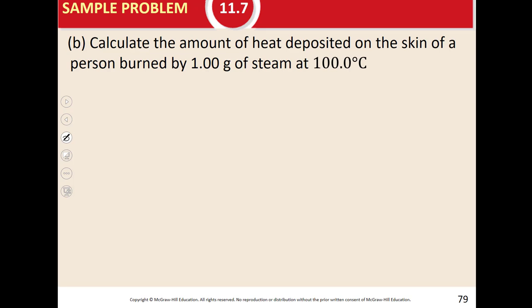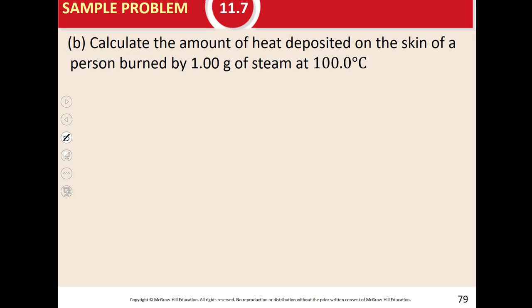All right, let's try an example here. So we're on page 513. Calculate the amount of heat deposited on the skin of a person burned by 1 gram of steam at 100 degrees Celsius. What's worse, being burned by boiling water or being burned by steam? Anybody know? Which one's a worse burn?